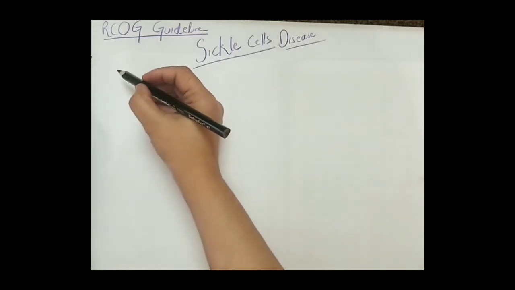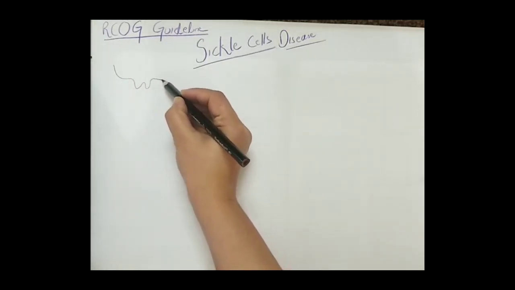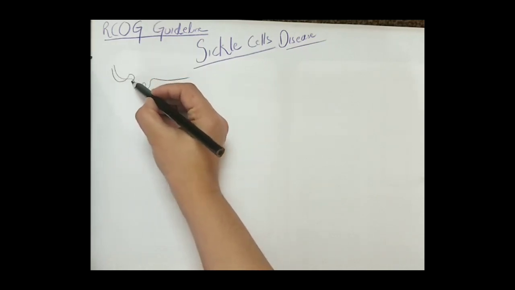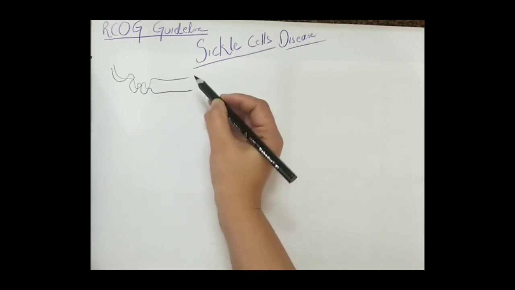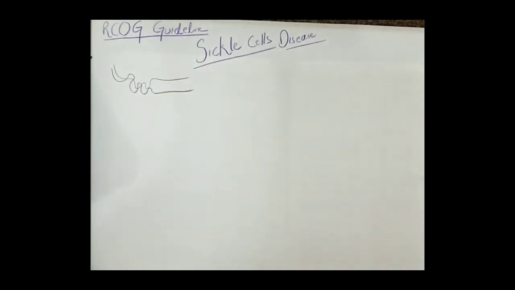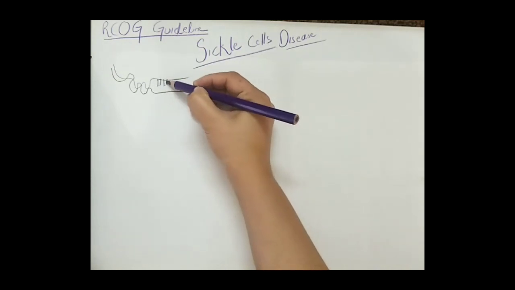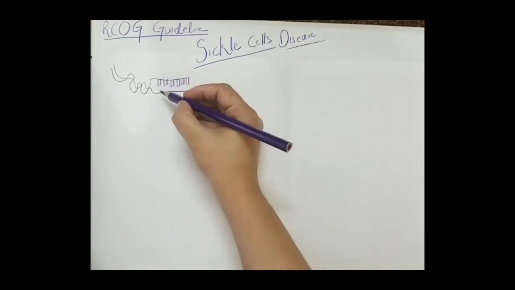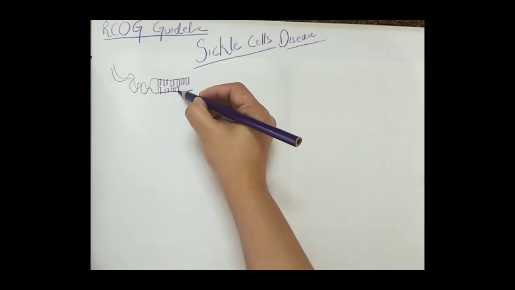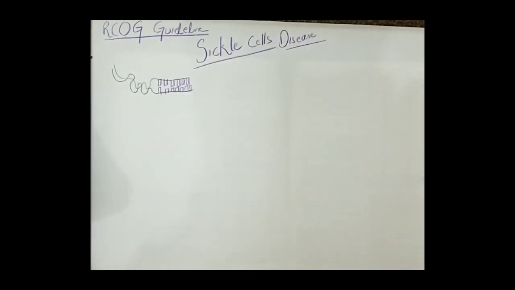Okay, in every guideline we have purpose and scope, background and introduction. In the background and introduction, the definition is written, and that's what I'm trying to explain to you. I'm drawing the genetic material of the hemoglobin structure basically. So there is a sickle cell gene inside the hemoglobin structure that results in sickle cell disease.